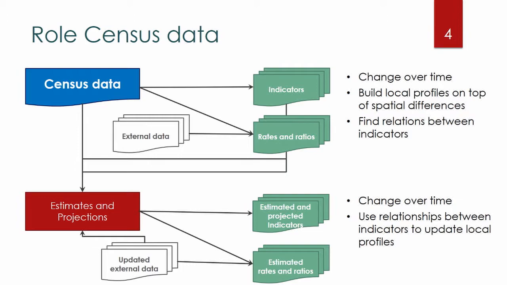And especially in using those indicators, it's important to find those relations between indicators, to use as part of the model, but also to explain that changing demographic picture: what does that mean for your community, for your neighborhood?